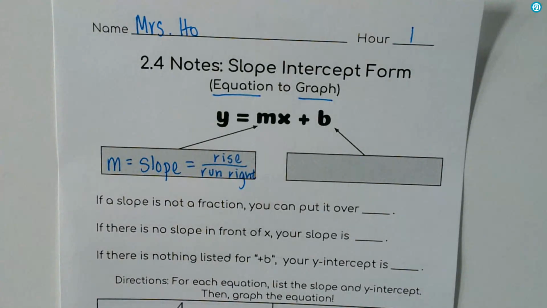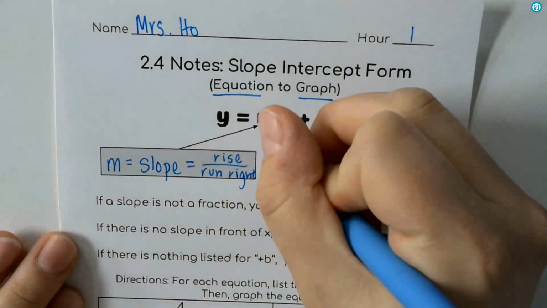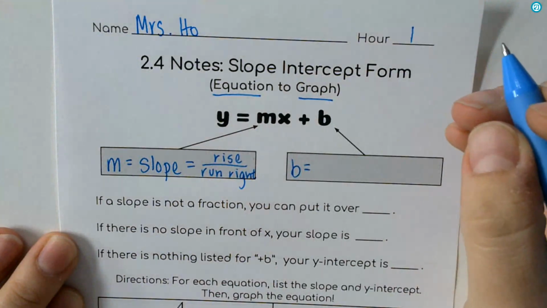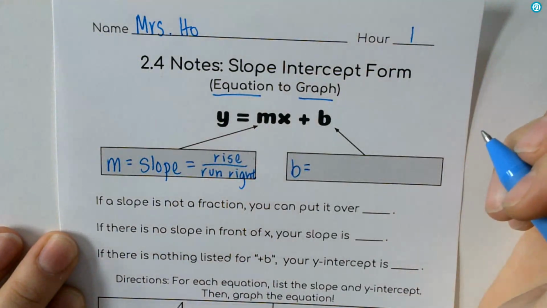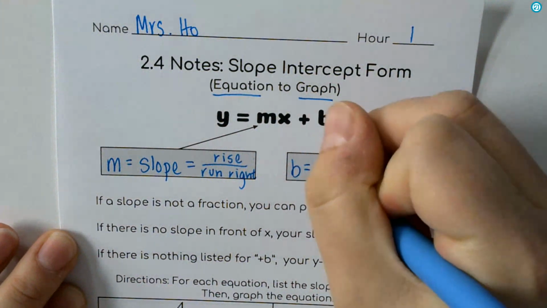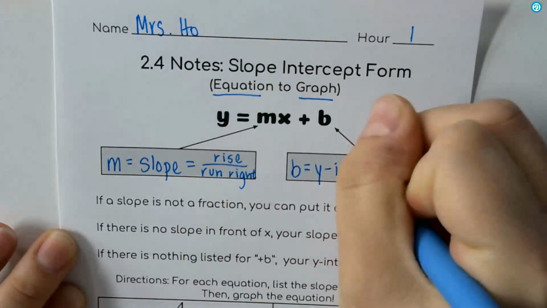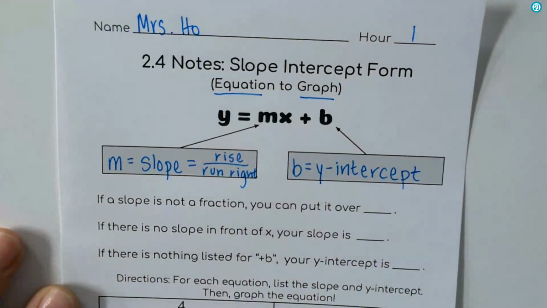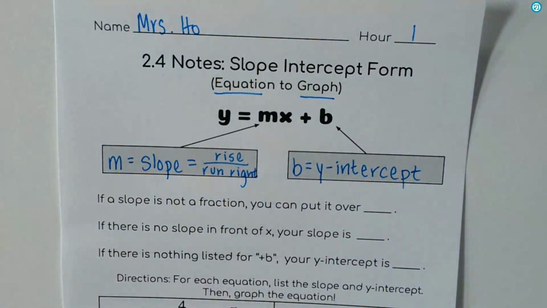Okay, B, does anyone remember what B is? Our y-intercept. Yep. B equals our y-intercept. Specifically our y-intercept, which means our intercept on our y-axis. What does the word intercept mean? Okay, so intercept is pretty similar to intersect.